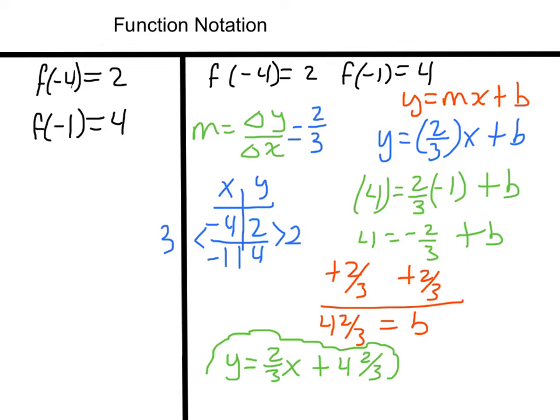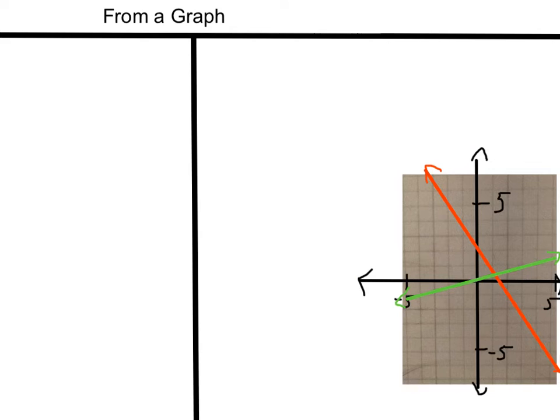Okay, and the last one we're going to do is when we are reading it from a graph. So when we read it from a graph, again, we're still trying to find the equation of a line. So I'm still going to be using y equals mx plus b. And so I'm going to do the red line first. And so to do the red line first, what I have to find is the slope and the y-intercept. And the easiest way to do this is for me to draw slope triangles.